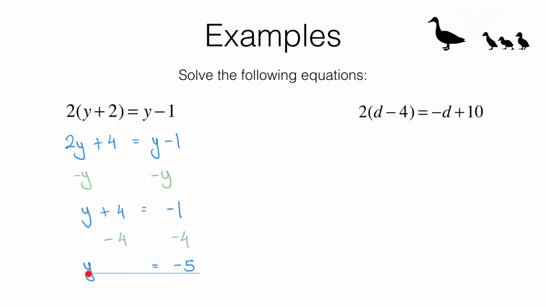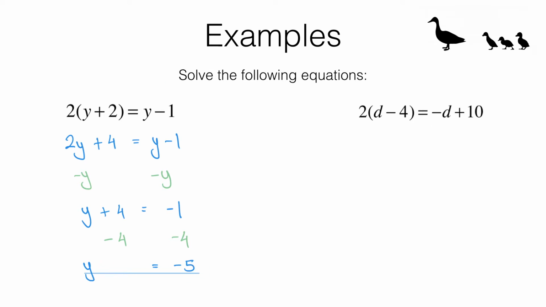Remember, you can always check a solution by substituting it into the original equation and making sure the equation is satisfied. If y equals negative 5, then on the left-hand side we have two lots of negative 5 plus 2. Now negative 5 plus 2 is negative 3, so two lots of that would give you negative 6. And substituting y equals negative 5 into the right-hand side, we'd get negative 5 minus 1, and that also gives us negative 6. And they are equal, so we know that our solution is correct.